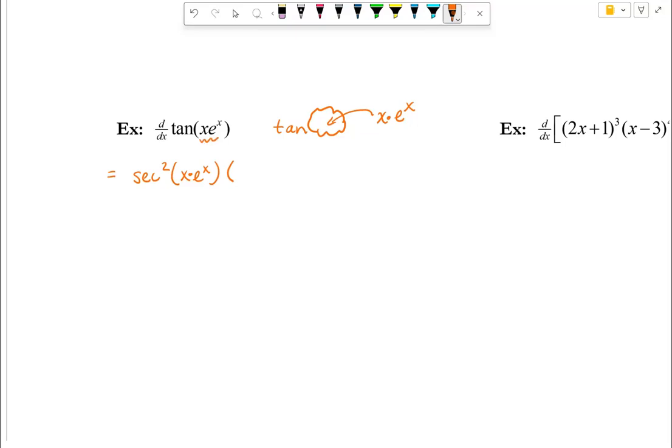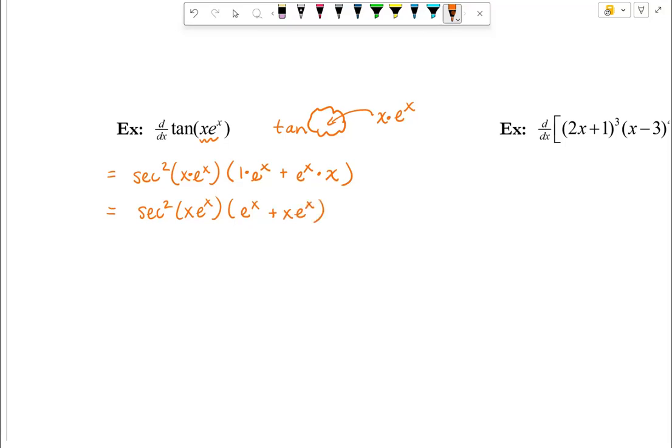So now I need to multiply by the derivative of x times e to the x. And this is where we have to use the product rule. So the derivative of x we know is just 1 times our second factor e to the x, plus the derivative of our second factor, e to the x is just e to the x, times our first factor x. So as I go to clean this up, I get secant squared of x times e to the x times e to the x plus x e to the x.